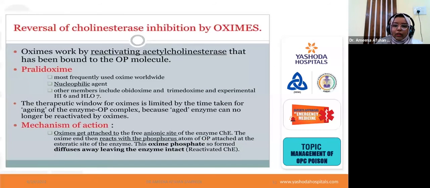So how do they work? They work by reactivating the acetylcholinesterase. The acetylcholinesterase enzyme has an anionic site and an ester site. The OP compound binds to the ester site. The anionic site is free, where the oxime comes and binds, and then it forms a bond with the OP compound. So the OP and the oxime get released from the enzyme, and the enzyme is reactivated. The most commonly used is pralidoxime. It is the most common oxime available. It is a nucleophilic agent. There are other oximes as well, obidoxime and trimedoxime. The limitation for this, the therapeutic window, is aging. Give before aging.